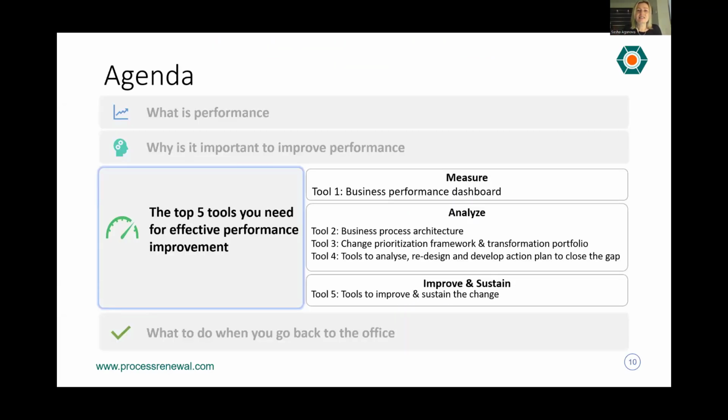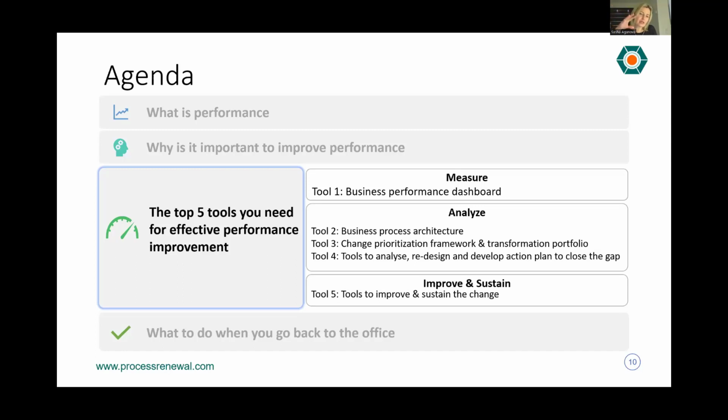So let me take you now to the key things that I wanted to cover. It is the top 5 tools you need for effective performance improvement. So for those of you that use the MAIC, I kind of split it into the measure, analyze, improve, and sustain. And the first set of tools that I wanted to talk to you about is a business performance dashboard.